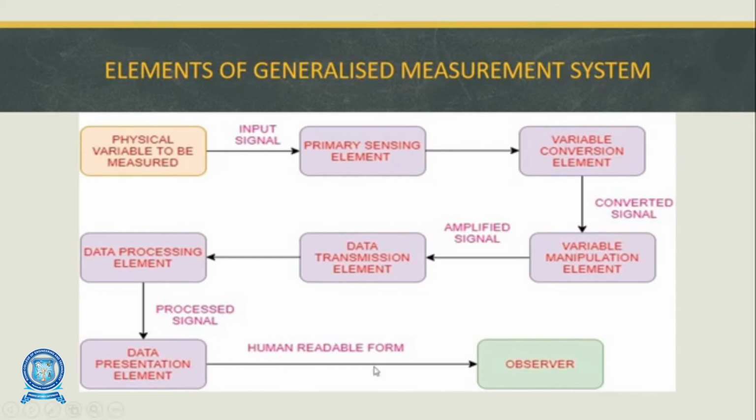And finally the observer, which reads the presentation element's output and is notified of what the variables are that we are going to measure and find out the output. This is the elements of a generalized measurement system.